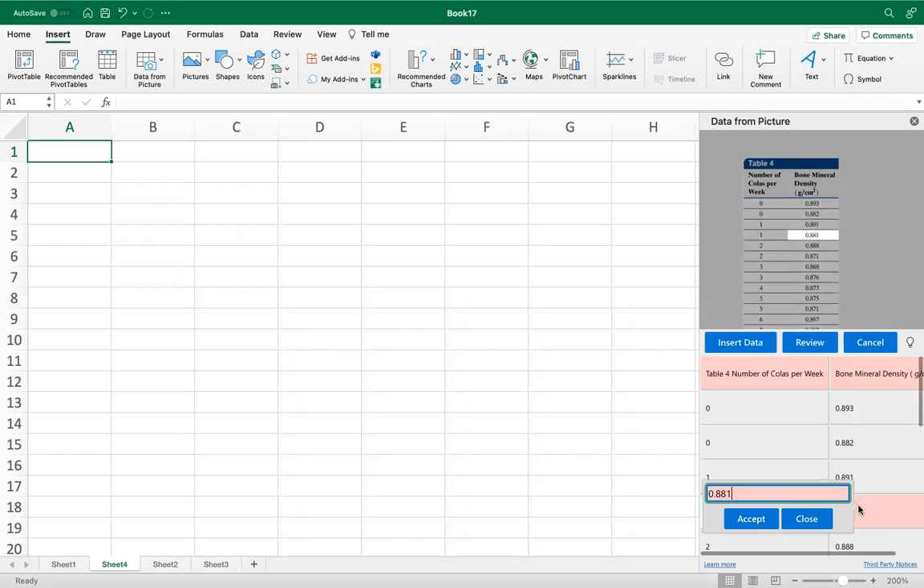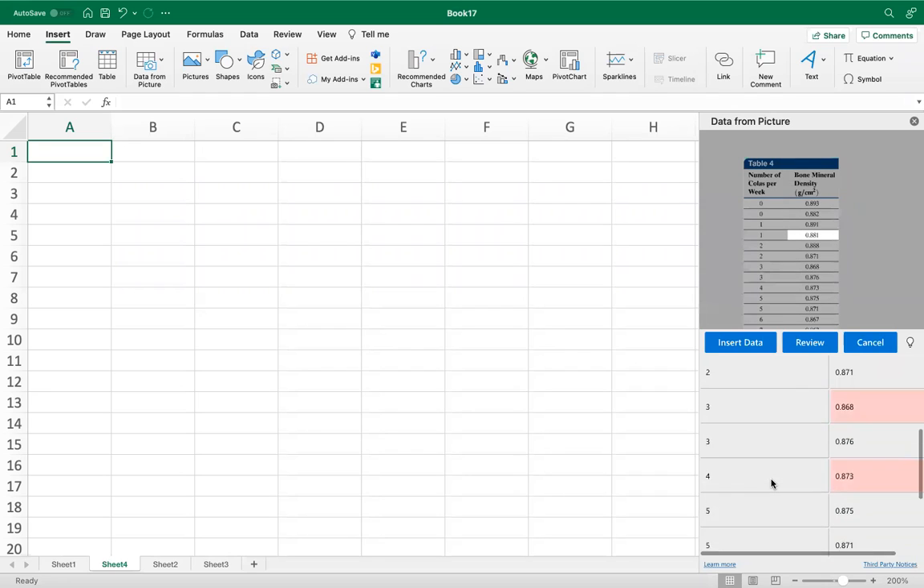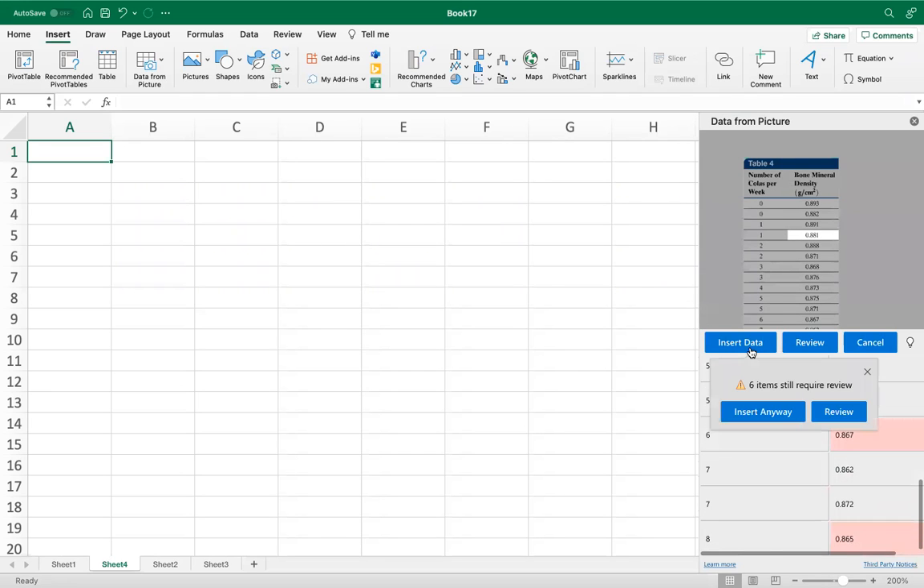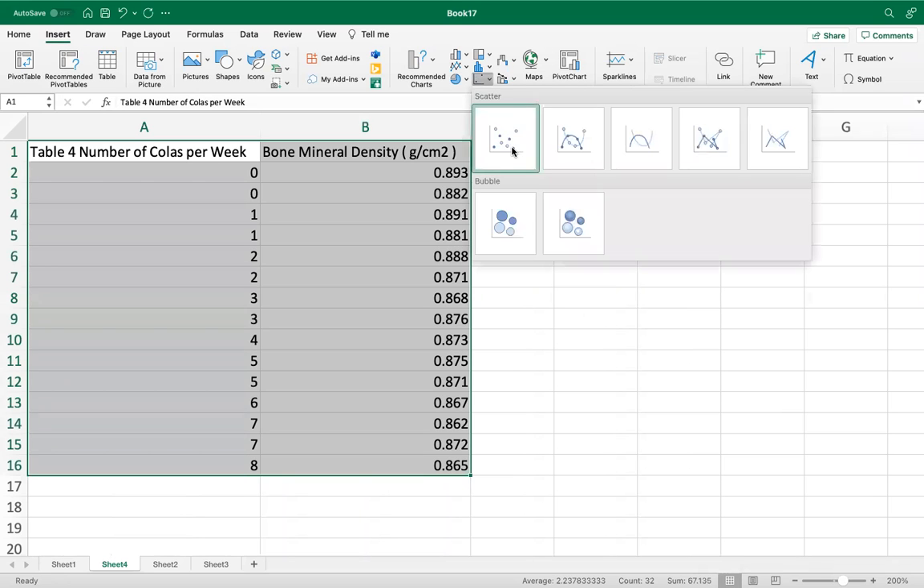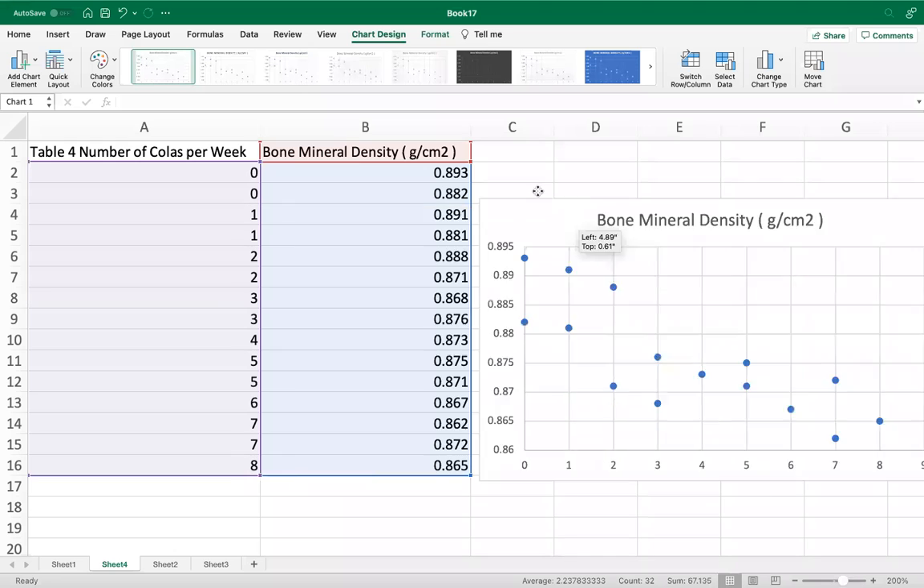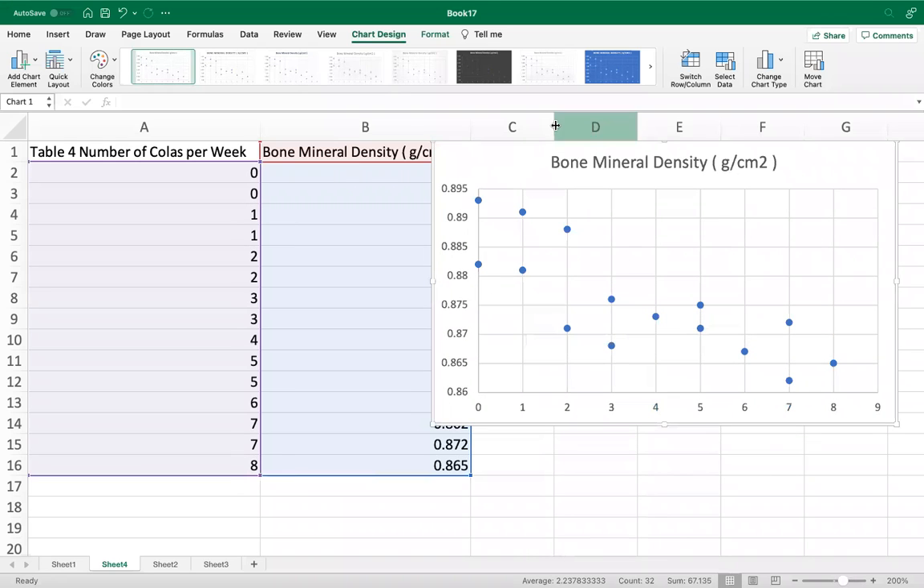Just making sure these look about the same. All right, looks good enough to me. So insert anyway. All right, so looking at this data here, let's insert a scatter plot and get this done. All right, cool.